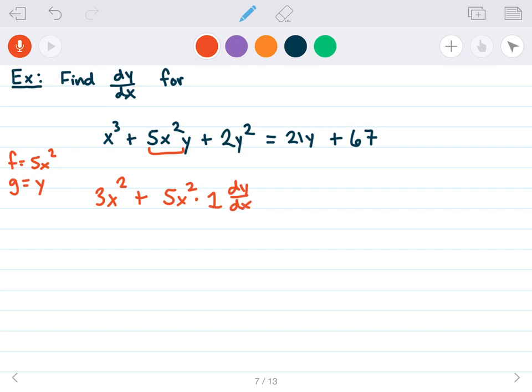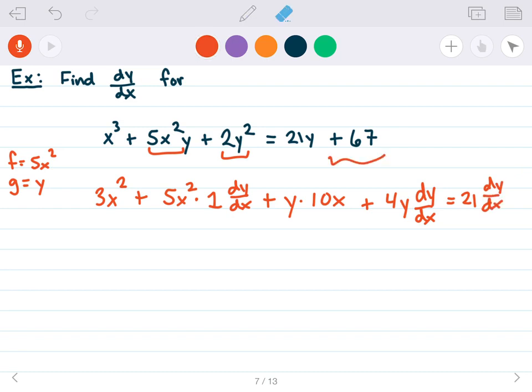All right, keep the first times the derivative of the second. Plus, now you keep the second. I didn't differentiate, so I don't need to tack anything on. Times the derivative of the first, which is just 10x. Now, I don't have to tack on anything here because the thing that I differentiated was in terms of x. All right, so that was that. Then I need to differentiate this guy using the power rule. So this is just going to be plus 4y. Need to tack on a dy/dx because, yes, I differentiated this and it has a y in it. Equals 21 dy/dx. That has a y in it. And then plus 0, which I'm not going to write.